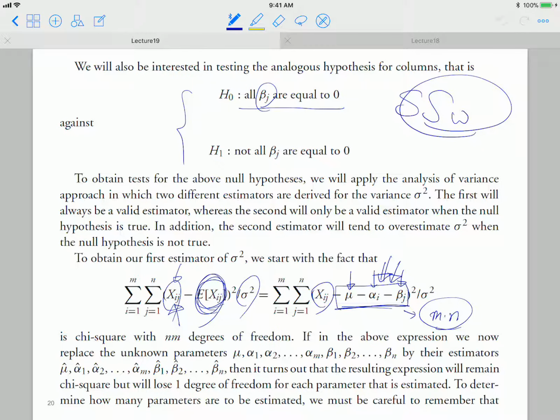Okay, any questions so far? I think it's a really important part. The rest of them should be easy, just applying the exact same principles over and over.